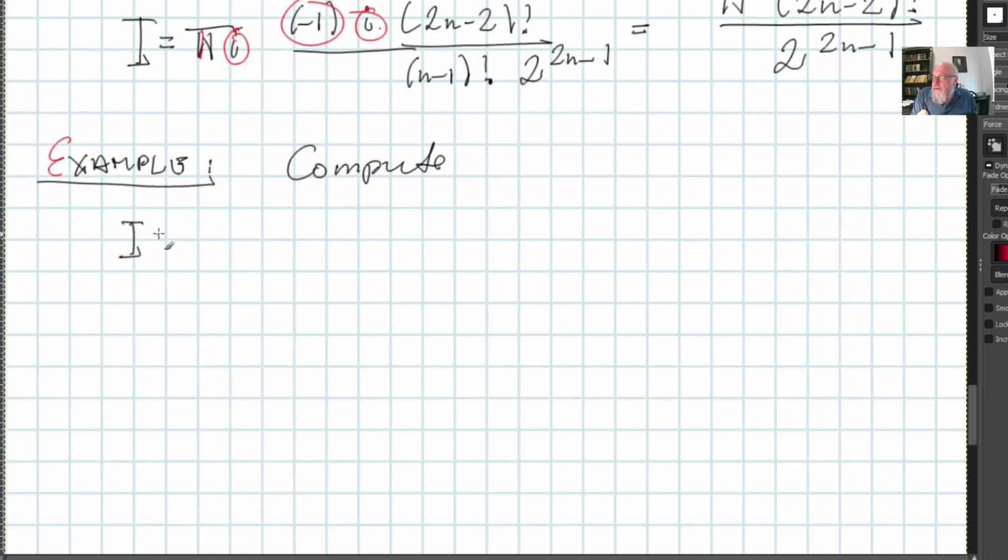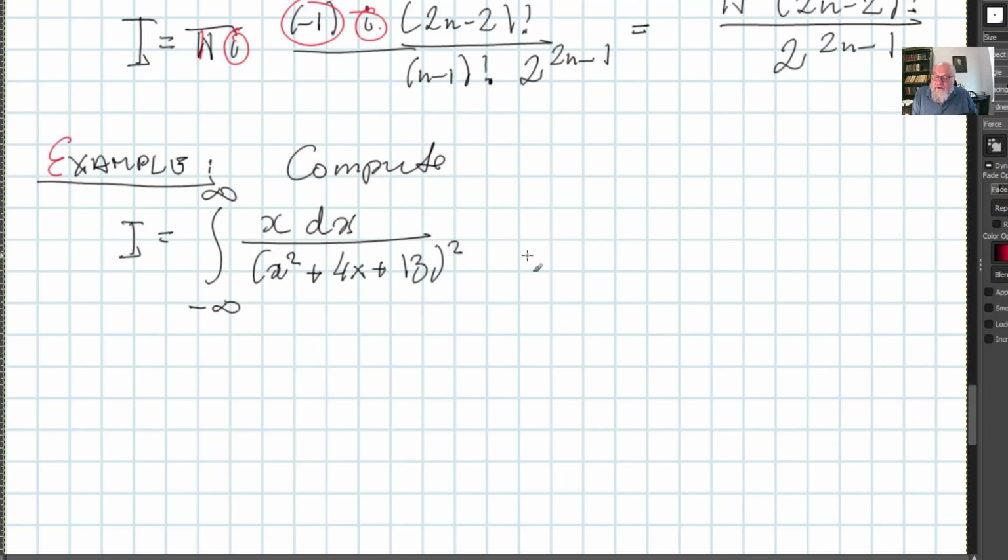Let me put it like this. Okay, I put here the integral from minus infinity to infinity of x dx over (x squared plus 4x plus 13) squared. So we know how to compute it.